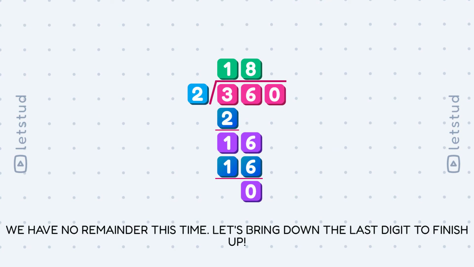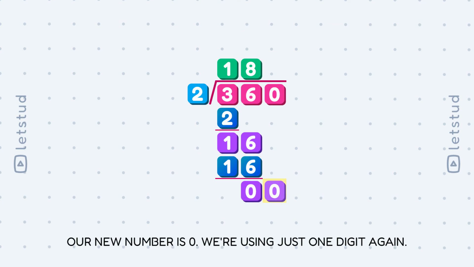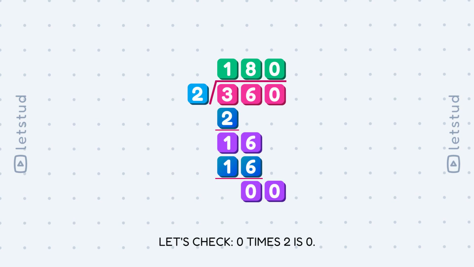Let's bring down the last digit to finish up. Last step, here we go. We have a remainder of 0, and we bring down the last digit, 0. Our new number is 0. We're using just 1 digit again. How many times does 2 fit into 0? It fits 0 times. Let's check. 0 times 2 is 0.